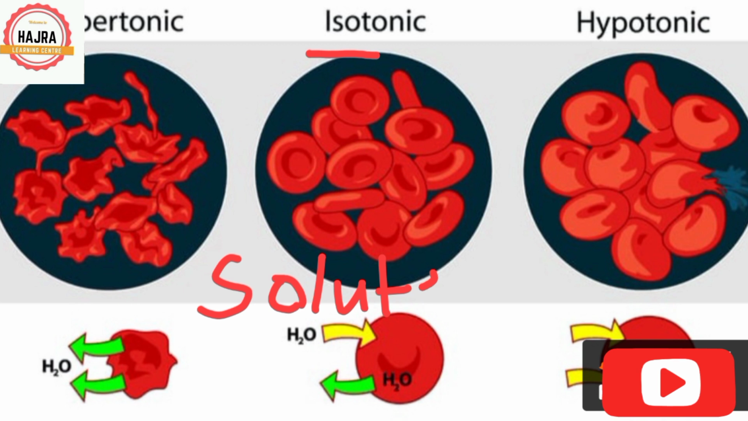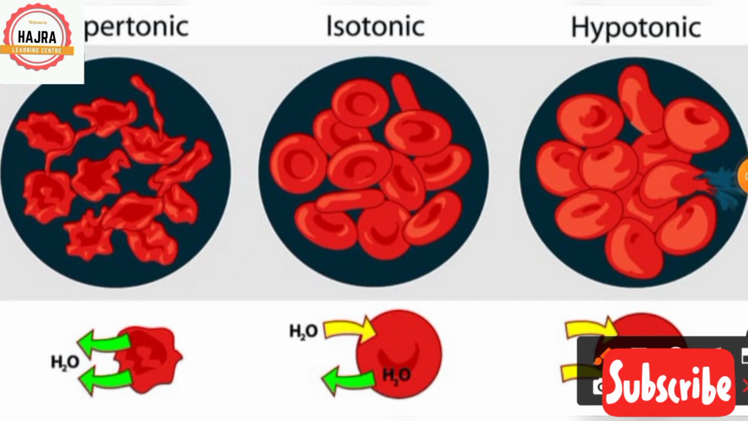So this stage is called isotonic, meaning inside and outside the amount of solute and solvent are in equal ratio. So there is no movement of solute or solvent from the inside or to the outside of the cell. This condition is called isotonic. Now let's talk about hypertonic.